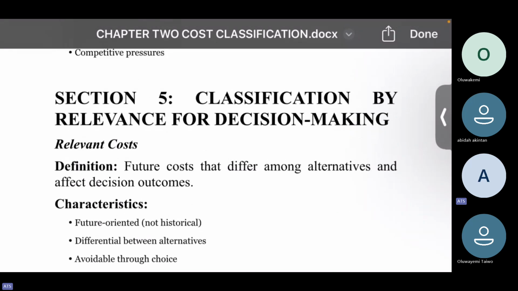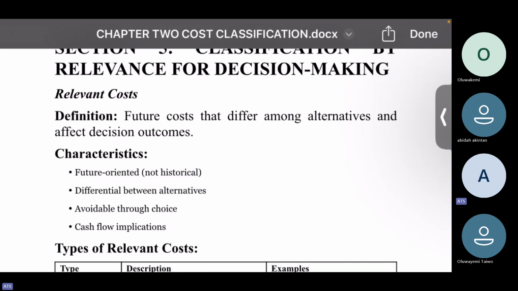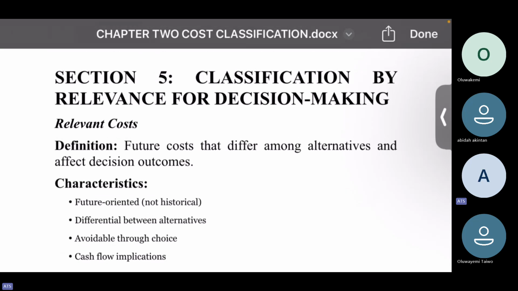I'm trying to breeze through it because we have other costs to talk about. Now, classification by relevance for decision making. We've talked about 4 classifications. We said you can classify according to element of cost. Can you tell me the remaining 3? Nature, behavior, and according to function. Thank you very much for that.